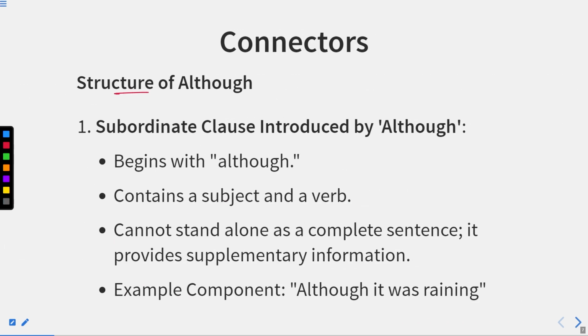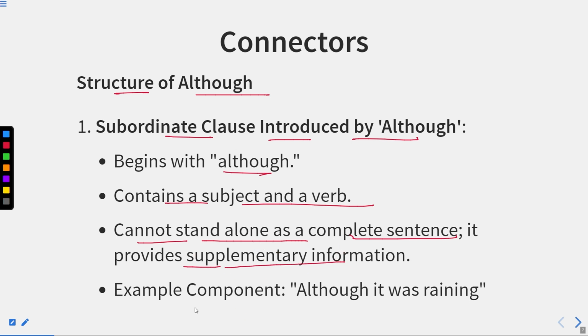Now, structure of although. Subordinate clause introduced by although. As I told you, the subordinate clause is always introduced by the word although. It begins with although, contains a subject and a verb, and cannot stand alone as a complete sentence. The subordinate clause cannot stand alone as the complete sentence, because it is only a phrase, not the entire sentence, and it will not provide the complete information. So it provides supplementary information only.